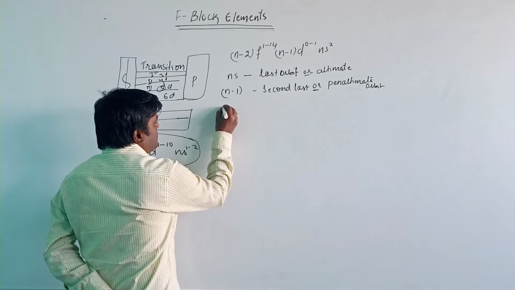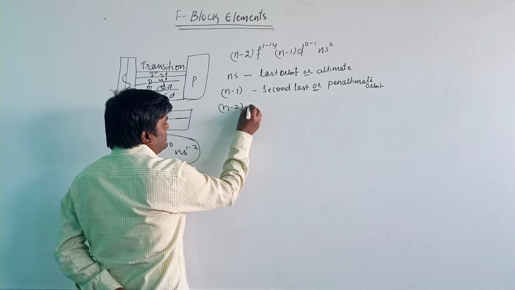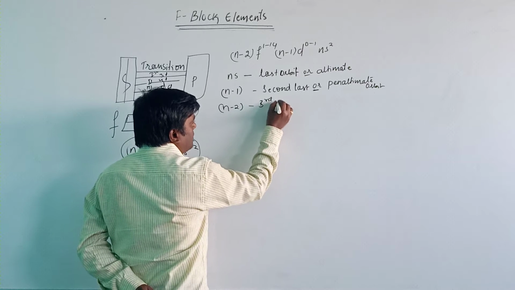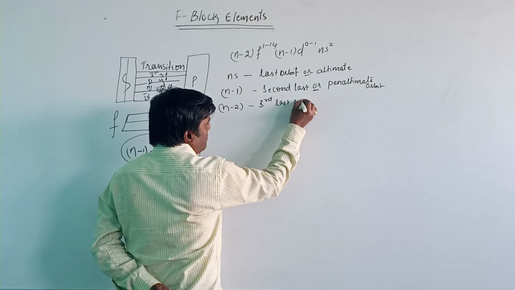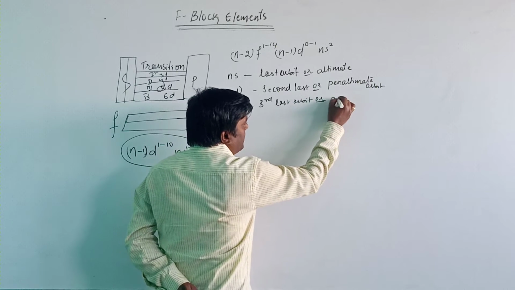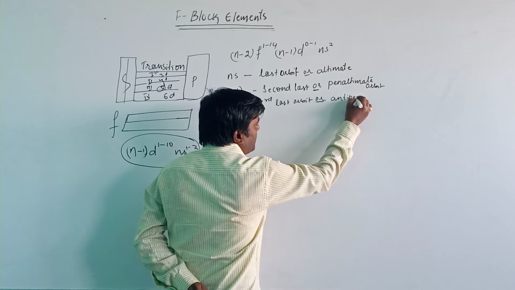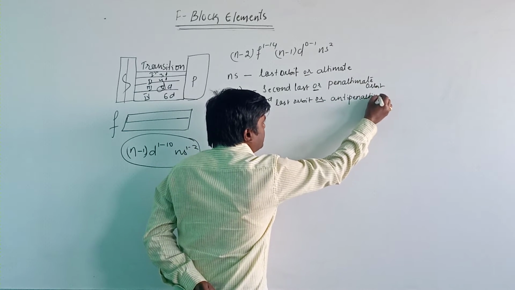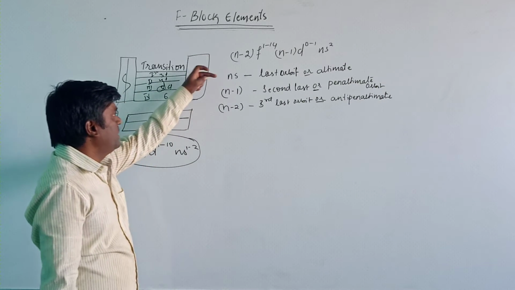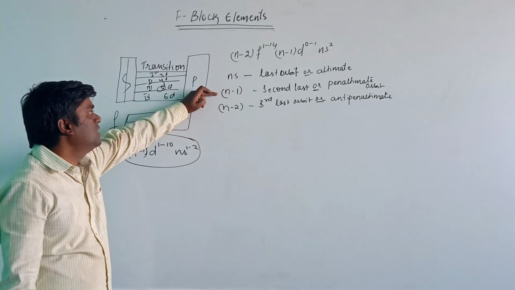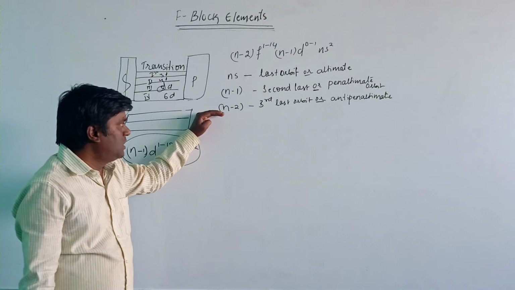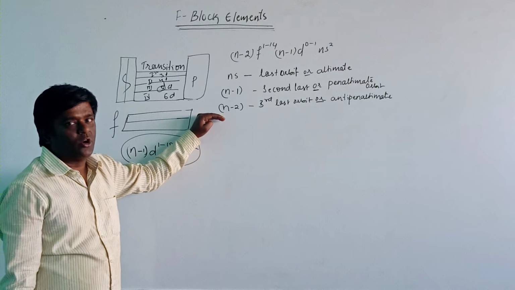Then the n minus 2 is known as the third last orbit, or it is also known as the anti-penultimate orbit. This is the general electronic configuration for the F block element: ns is the last orbit, n minus 1 is the second last orbit, and n minus 2 is the third last orbit or anti-penultimate orbit.